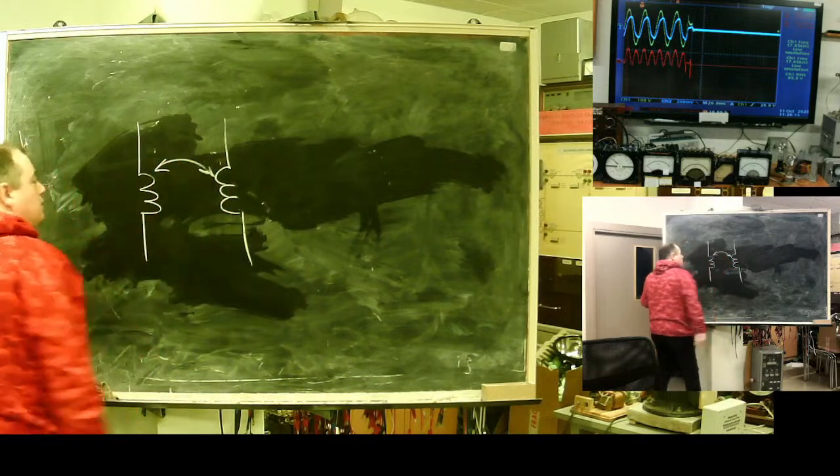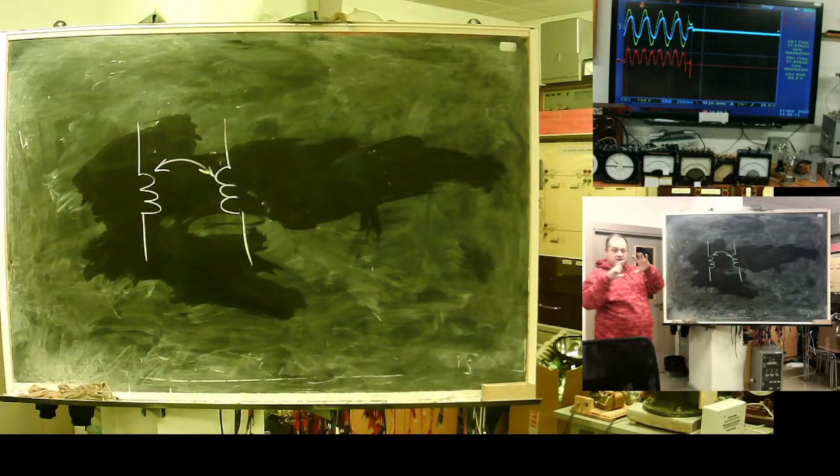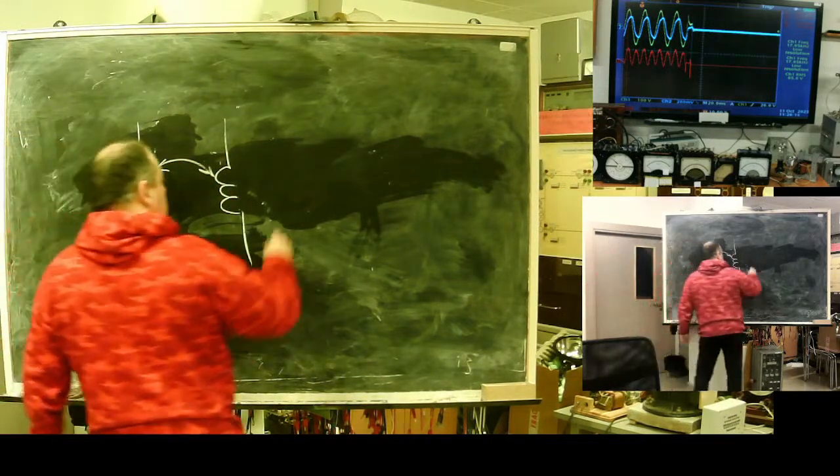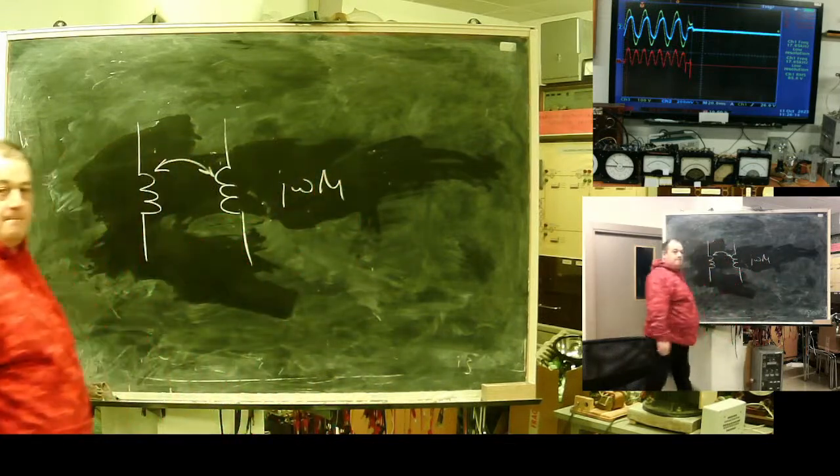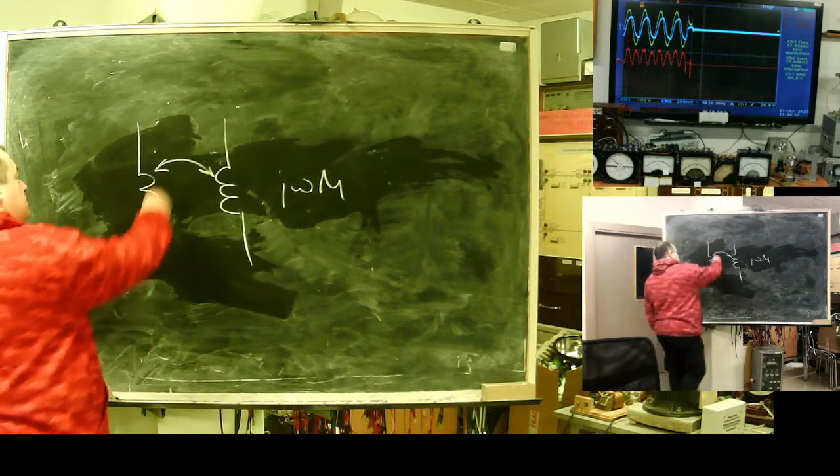If two coils are coupled magnetically, we can represent it with mutual inductance.